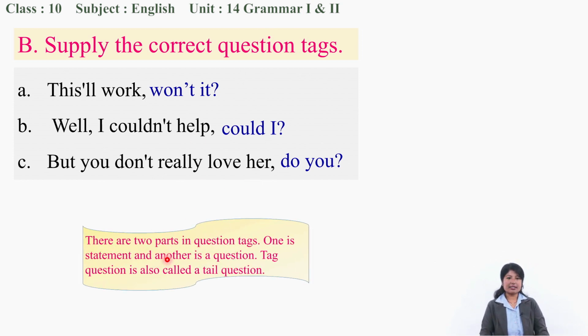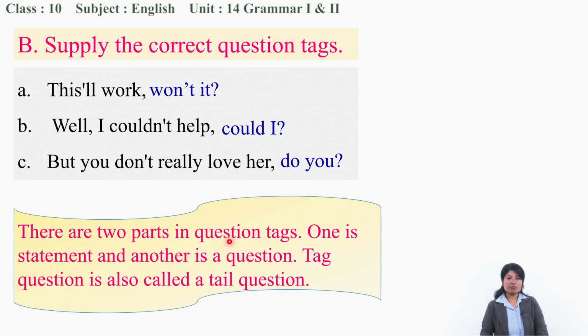Okay, overall, after every slide, we will talk about something more about it. There are two parts in question tags. One is the statement and another is the question. So we have two parts, statement and question. A tag question is also called a tail question, which we have already discussed, right? So two parts, and it is called a tail question.